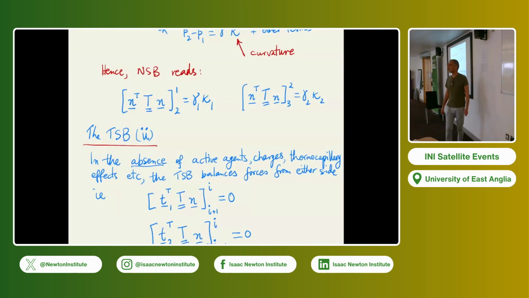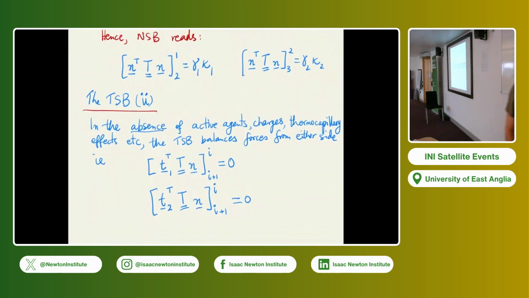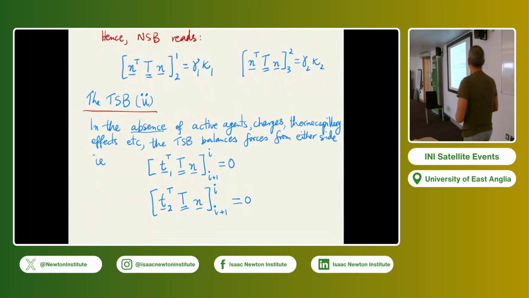So the normal stress balance will read as shown there, at the 2 interfaces, with different surface tensions. What about the tangential stress balances? Those are additional equations, and again, if we don't have any surface tension gradients, if the surface tension is constant, then these will be 0. There's nothing to cause a drag of the flow in the absence of shear. So these will typically be 0.